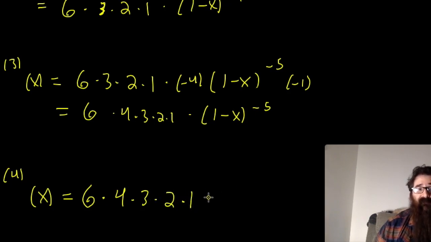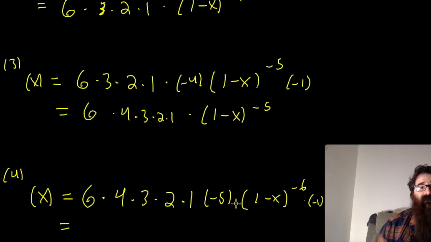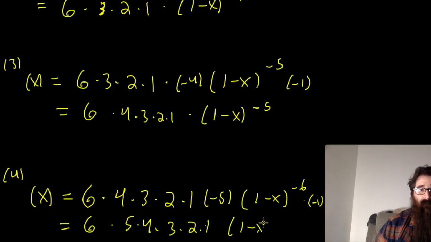And the derivative of stuff to the minus 5 is going to give me minus 5 stuff to the power of minus 6. My inner function, 1 minus x, is back inside, times the derivative of my inner function, which is a negative 1. And I can clean this up. Notice negative 5 times negative 1 brings me back to positive. So I have 6 times, I'll bring the 5 to the front, 5 times 4 times 3 times 2 times 1, and then this 1 minus x to the power of negative 6.